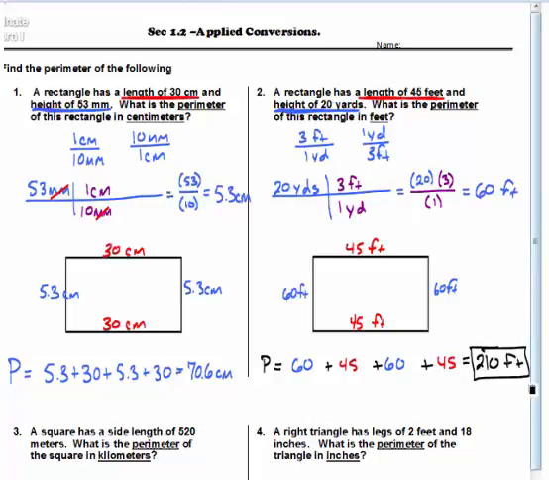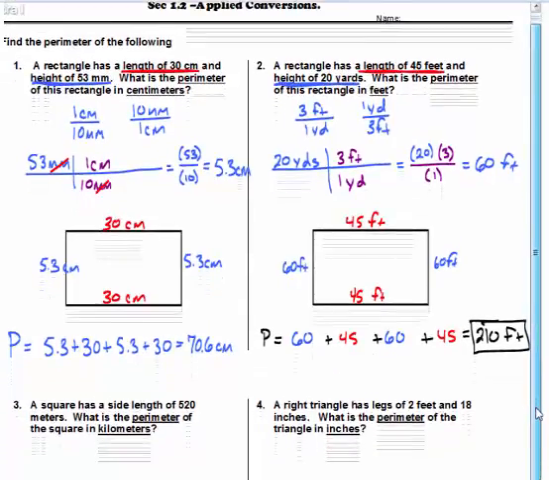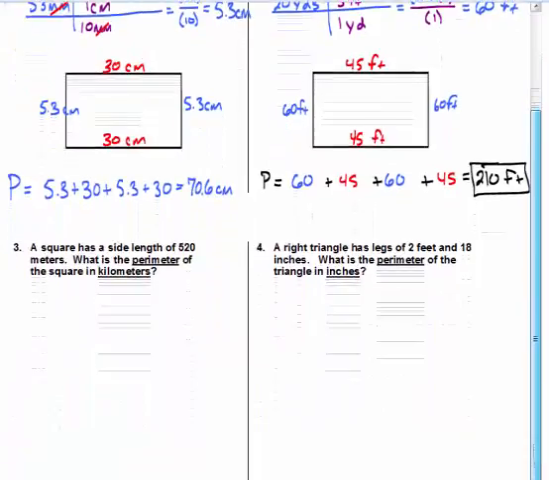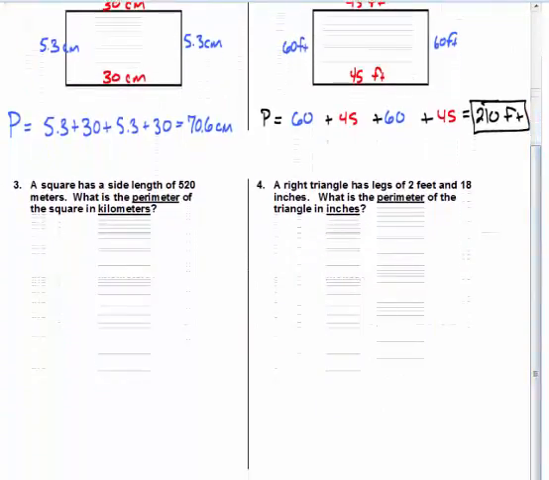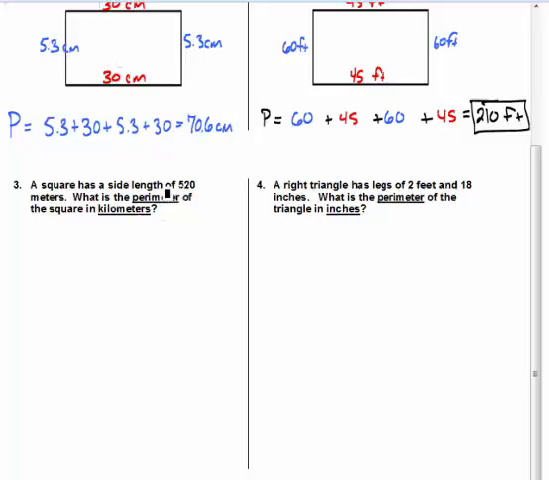Alright, so hopefully not too bad. Just kind of using what we learned in the previous section to apply it to problems that are a little different now. So the next one says, a square has a side length of 520 meters. What is the perimeter of the square in kilometers? Alright, so let's start with this. We're going to need to figure out the relationship between kilometers and meters, because we need to convert meters to the kilometers at the bottom.